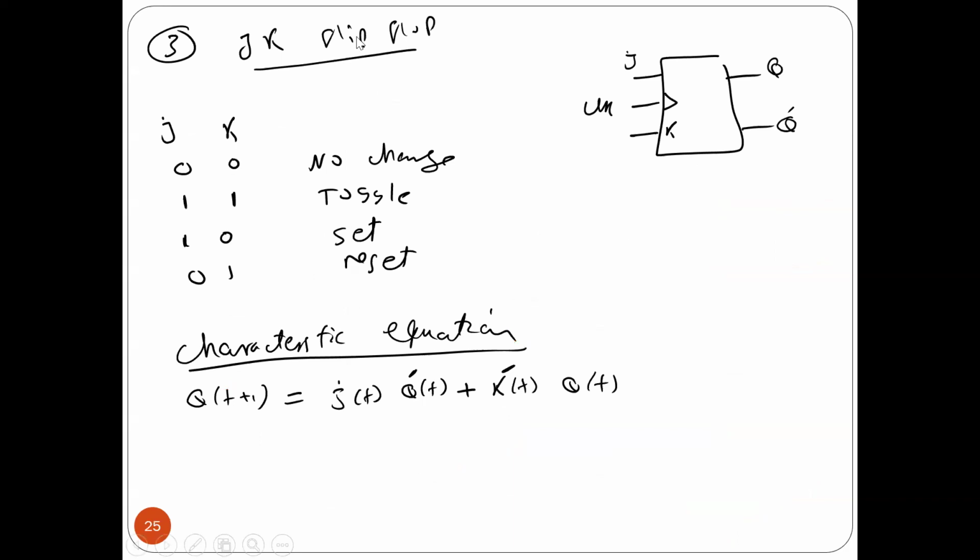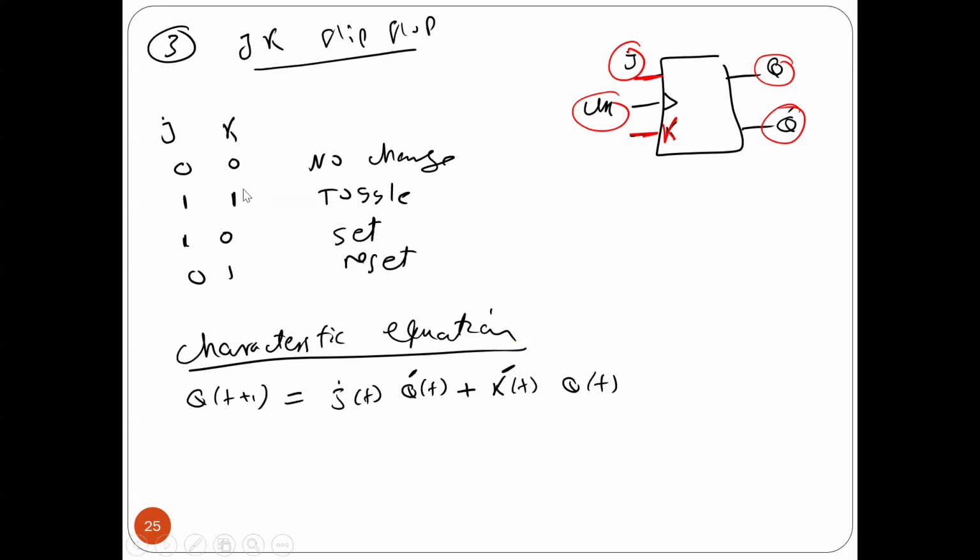JK flip-flop. Okay, this is the third one. In the case of the JK flip-flop, as you see here, we still have Q and Q prime, and we have a clock. These are the basic inputs and outputs. But in this case, we have two inputs instead of one. One input we call J, and one input we call K. Is that okay? Tell me how it works.